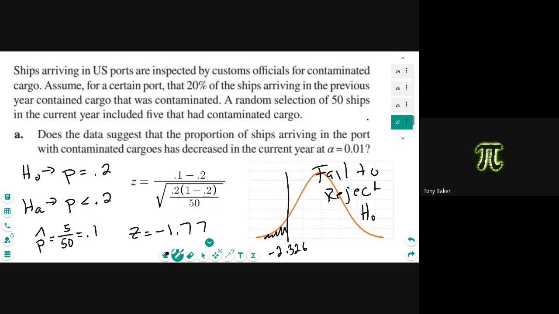So this is the type of stuff that happens. But in this case, we're failing to reject it because the number is not significant enough to state that the population, or the contaminated cargoes, have decreased.